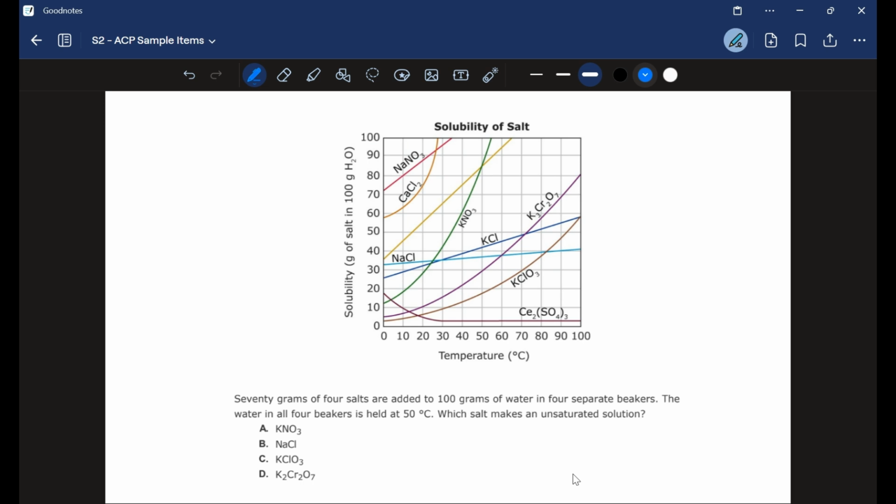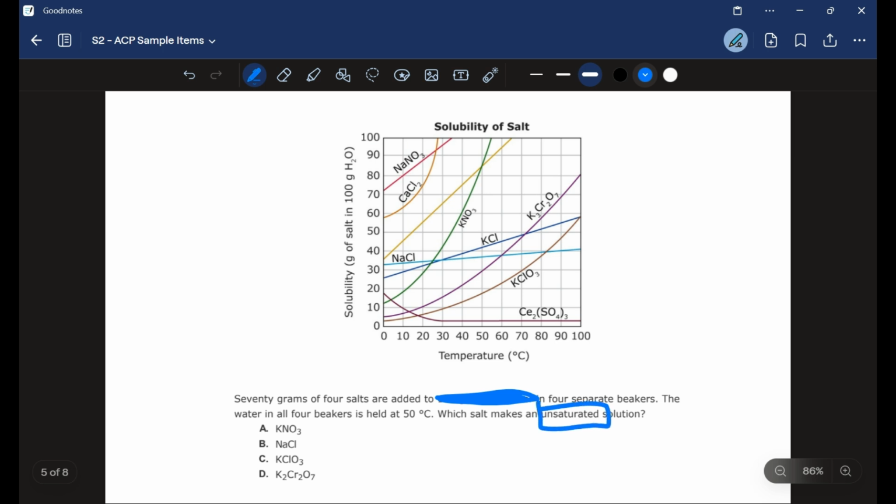Question number 5. There are 70 grams of 4 salts added to 100 grams of water in 4 separate beakers. The water in all 4 beakers is held at 50 degrees Celsius. Which salt makes an unsaturated solution? So a few things to remember. The 100 grams of water, you don't really need that information because on a solubility curve, everything is in 100 grams of water. You also need to know what an unsaturated solution looks like on a graph.